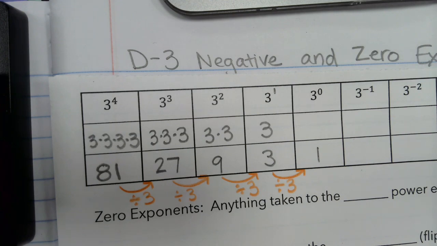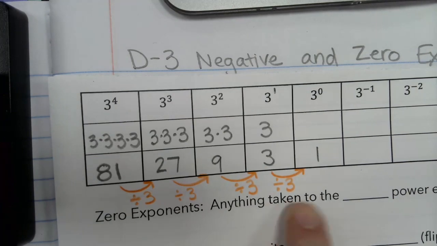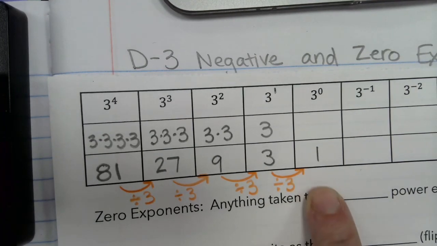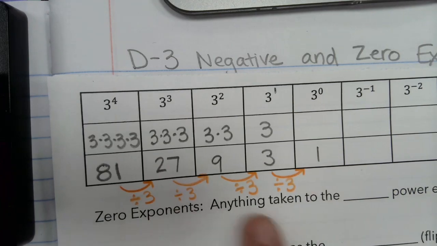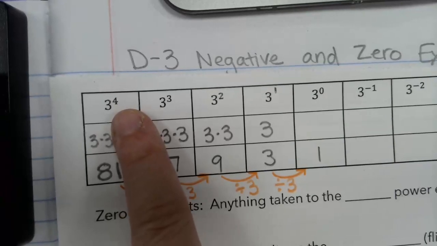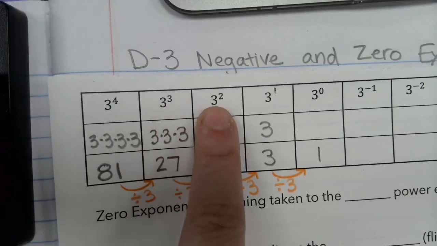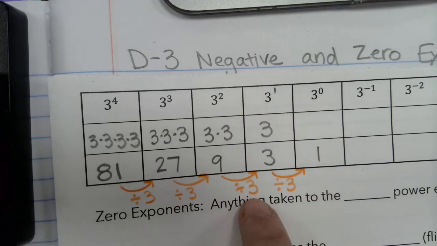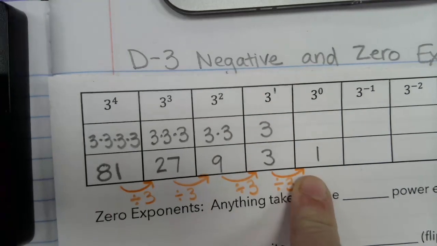All right, 3 divided by 3 is 1. Okay, and one way we can think about that is that we're dividing by 3. That's our pattern every time that we go down. So as I subtract 1 here, 4 minus 1 is 3, 3 minus 1 is 2, 2 minus 1 is 1, 1 minus 1 is 0, but 3 divided by 3 is 1.